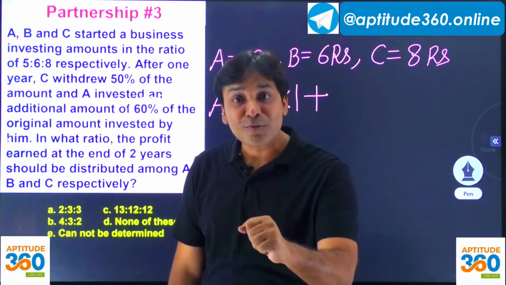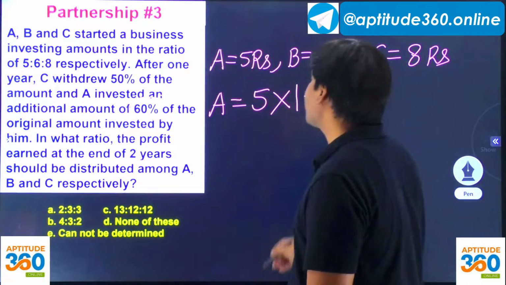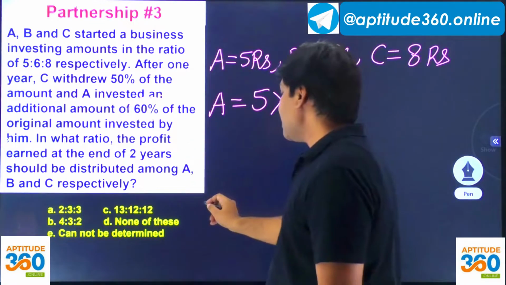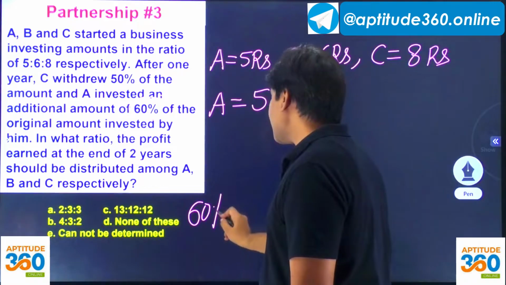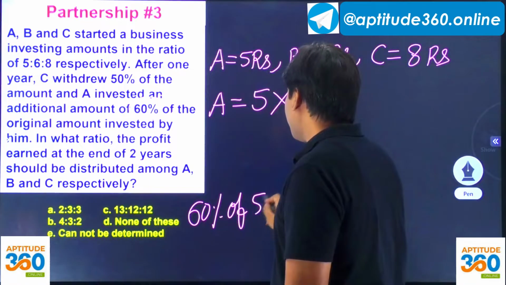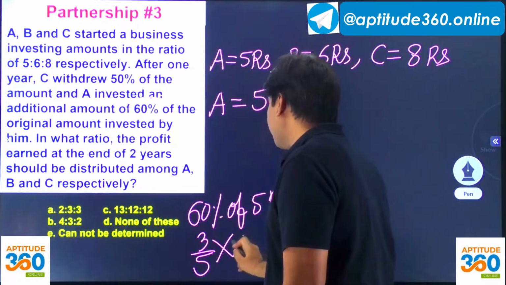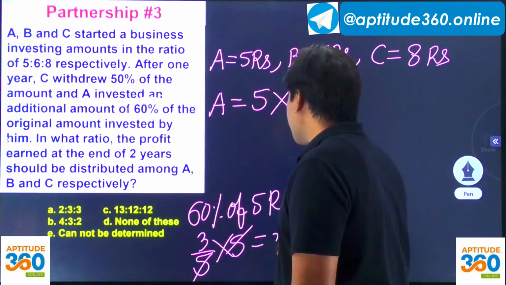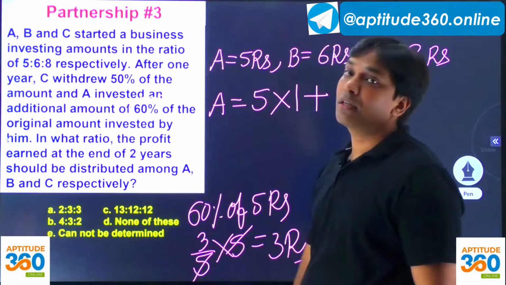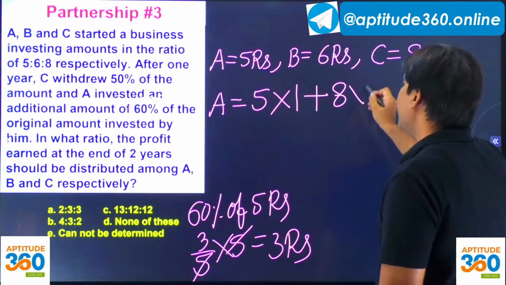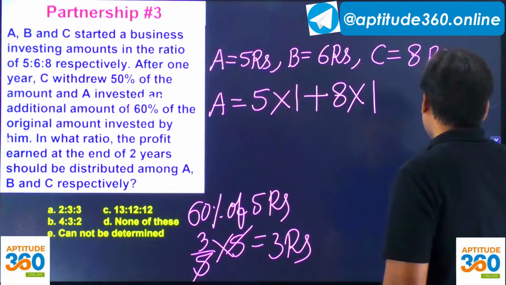There are 10 videos for you to learn this concept. So A brought 3 rupees additional. 60% of 5 rupees, and you know that 60% can be written as 3 by 5 into 5. So A is bringing 3 rupees additional into the business. So A now has how much? 8 rupees. 8 into 1.